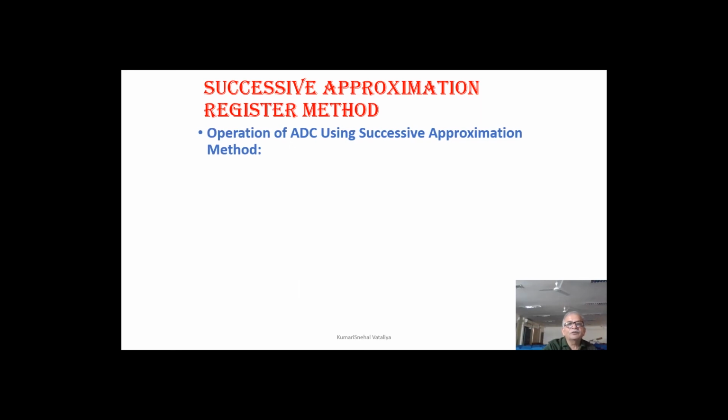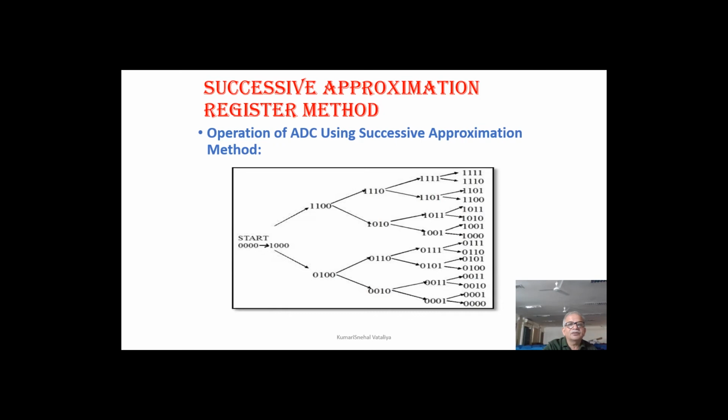Operation of the ADC using the successive approximation method. This is the main diagram where we have to understand how the comparison is done. Suppose we want a 4 bit output, so from 0000 to 1111. So in the range of 0 to 16 volts, we are applying 1 volt steps. So 16 levels are there, 2 raised to n minus 1, that is 15 steps, will be required. An ordinary simple counter will require 15 pulses.